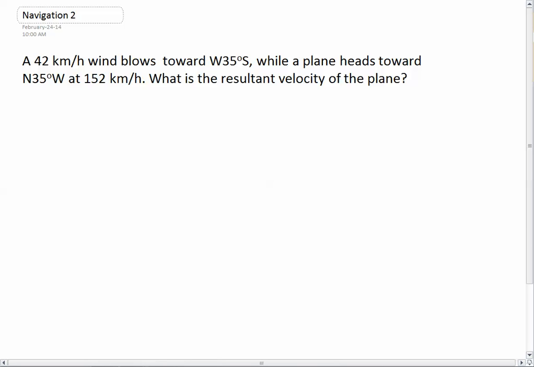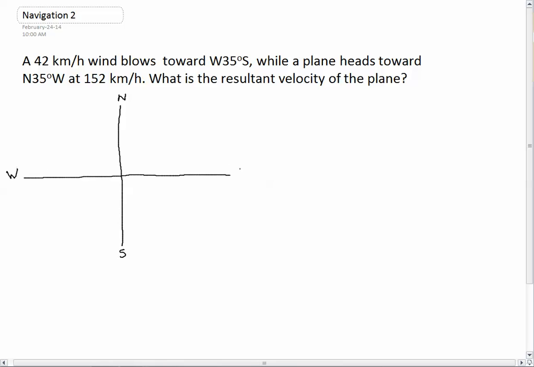So we know we've got a plane flying in a particular direction, and we have a wind that's going to be affecting that velocity. So let's get started and draw our diagram. We start with the wind, and it doesn't matter which one we start with first. We could start with the plane and add the wind to it. Either way works. But in this example, because the wind is given first, we'll draw the wind first.